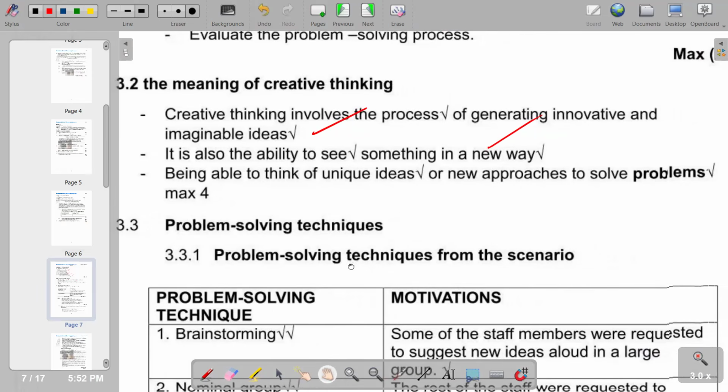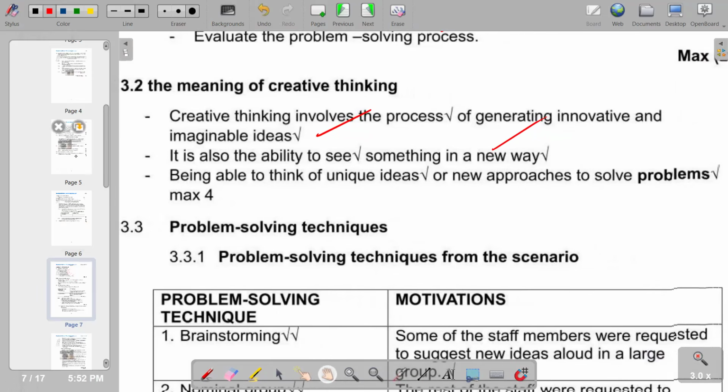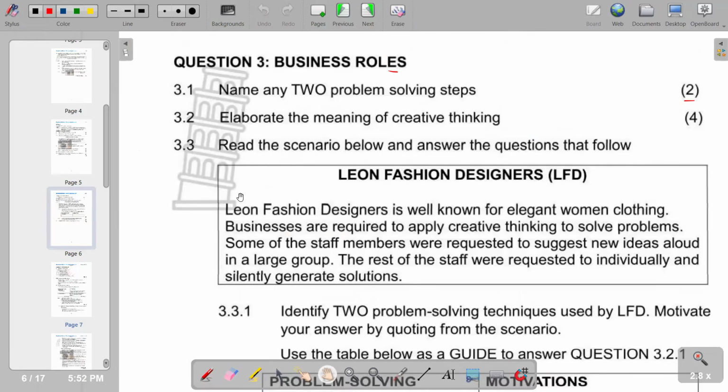So basically, this is what we have in terms of the meaning of creative thinking. Moving on to the next part of our question, it reads: read the scenario below and answer the questions that follow. That is 3.3. We are given a scenario of Lyon Fashion Designers, which is LFD. It reads: Lyon Fashion Designers is well known for elegant women's clothing. Businesses are required to apply creative thinking to solve problems. Some of the staff members were requested to suggest new ideas aloud in a large group. The rest of the staff were requested to individually and silently generate a solution.